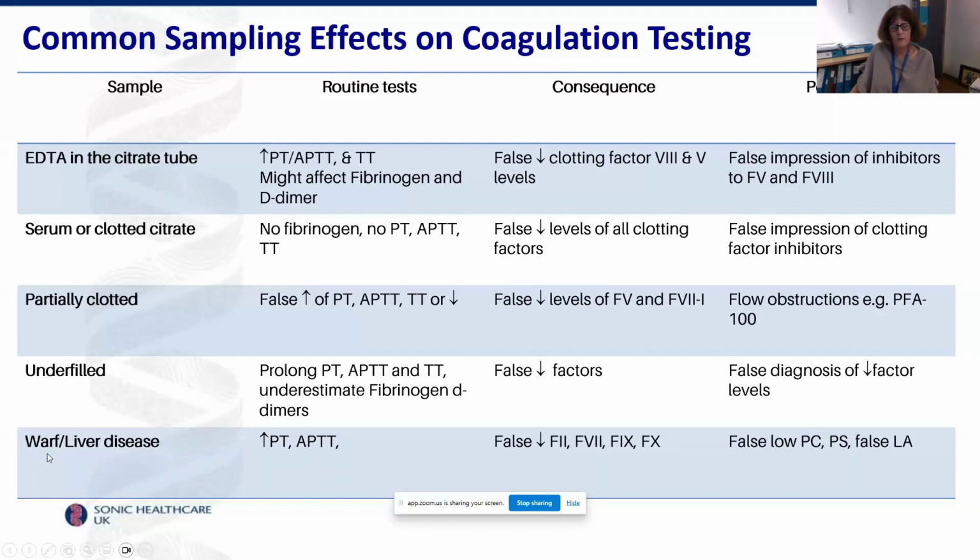And then just another thing, if someone has got warfarin on board, which is an anticoagulant which affects the vitamin K clotting factors, or if they've got liver disease, they have increased APTT and PT anyway, but falsely decreased factors. These factors are known to be decreased in liver disease and warfarin as well. So we need to know if the patient is on warfarin or has liver disease when we're interpreting these results. It's very helpful to know that.